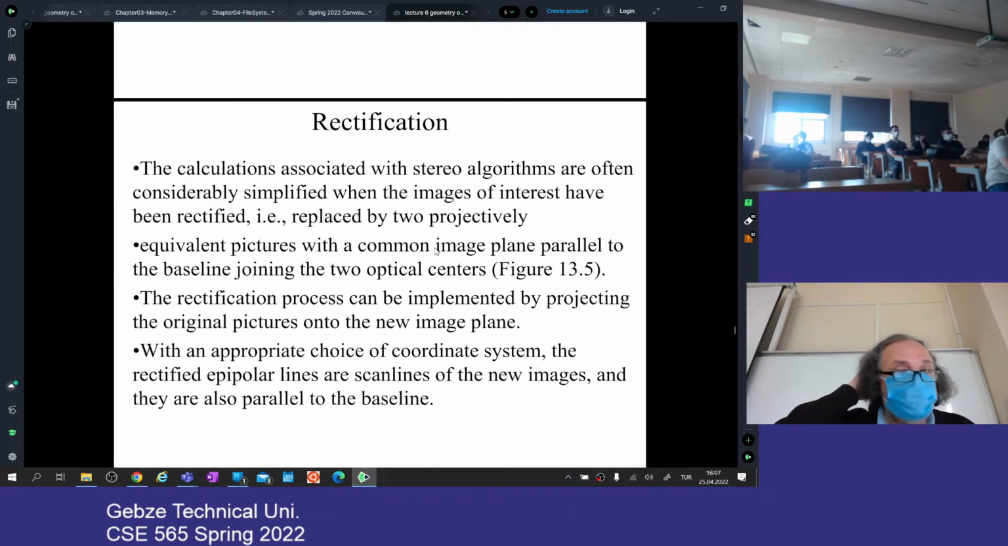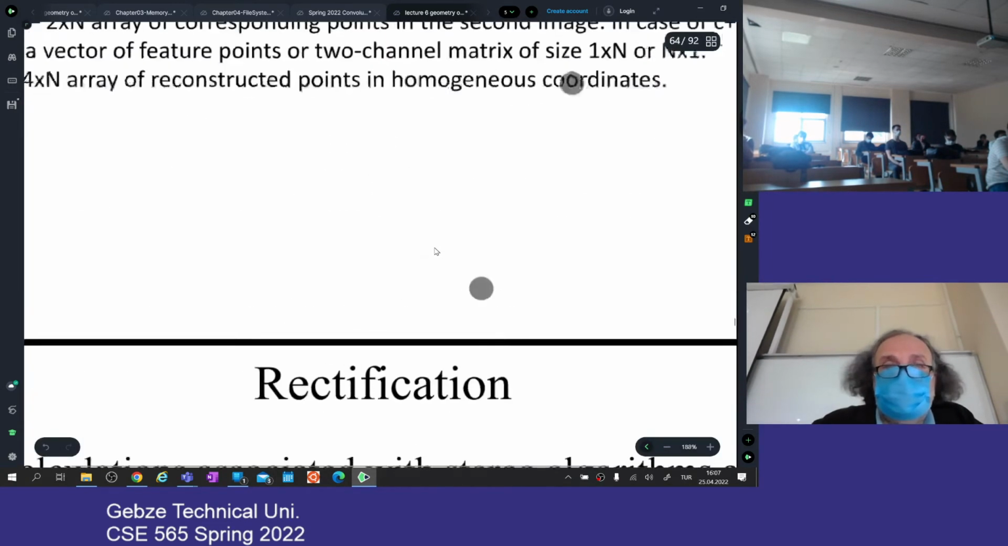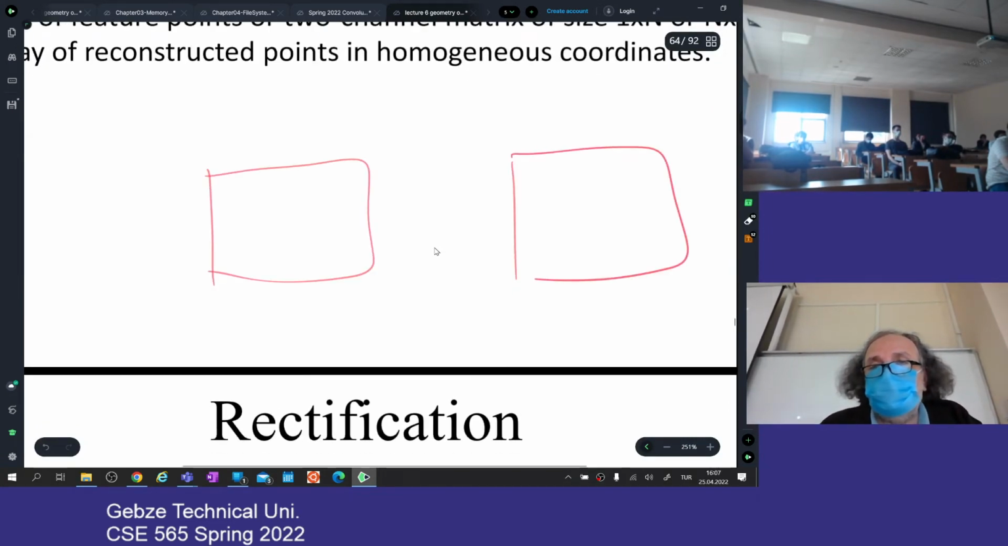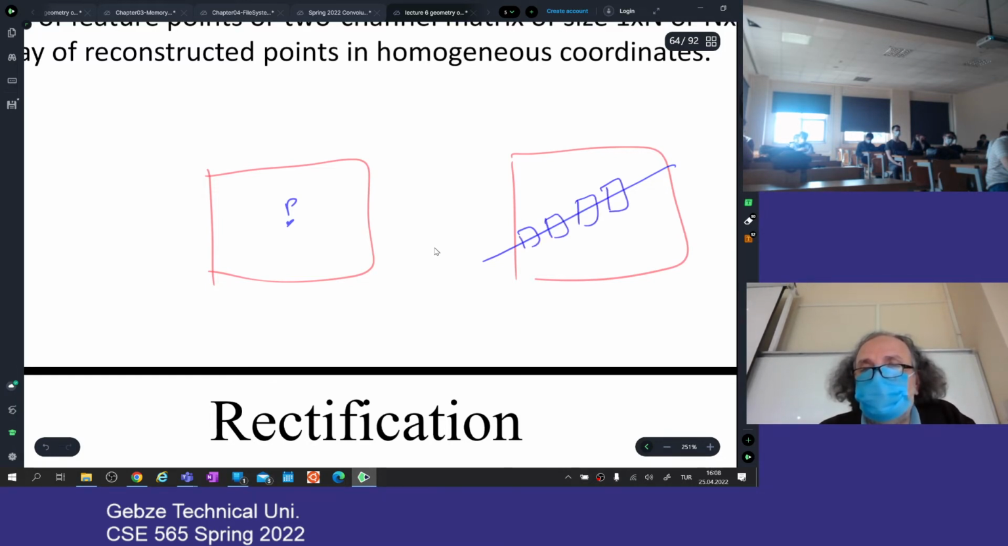Rectification. Without the epipolar geometry, our job of finding the correspondence wouldn't be that easy. So what are we going to do? We will use the fundamental matrix to find the corresponding line. I have camera number 1, camera number 2 images. I have a point P. Okay, find this corresponding line and make your search on this line to find the corresponding point for P. That's our plan for now.